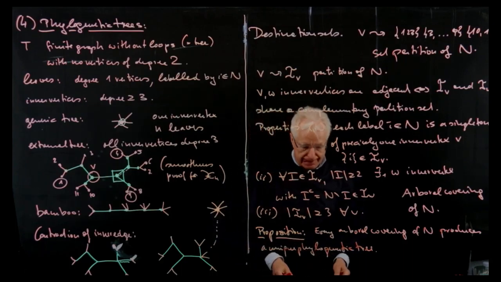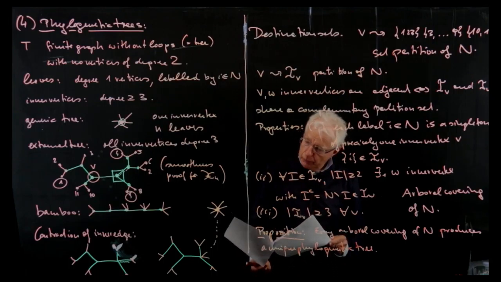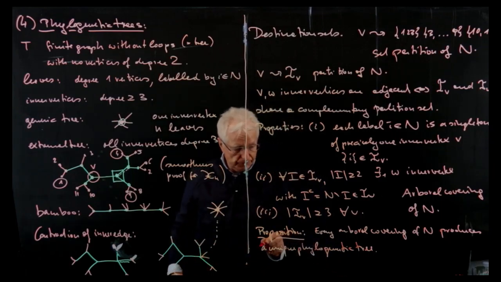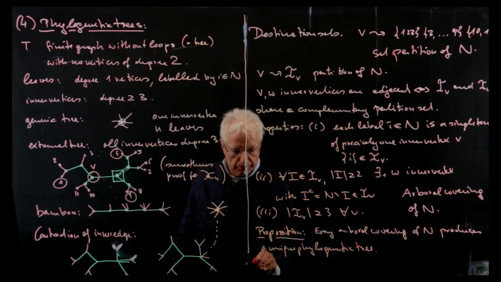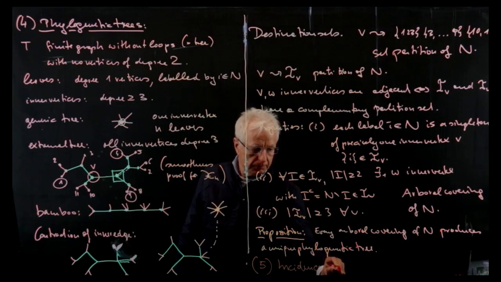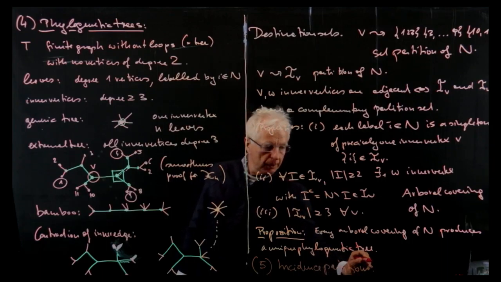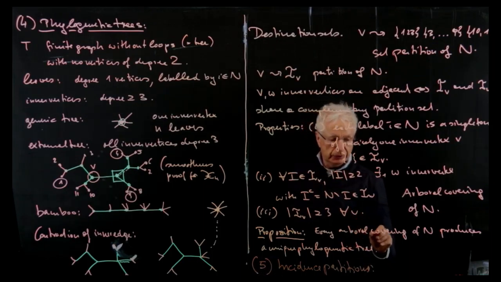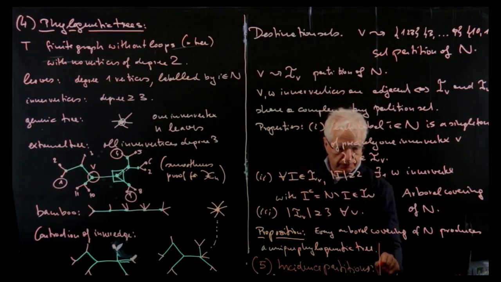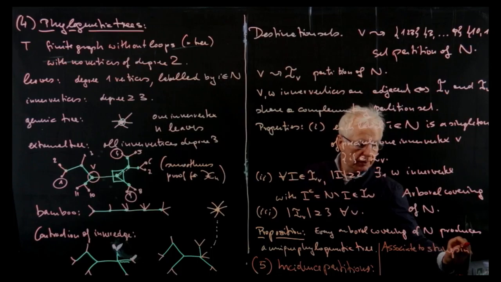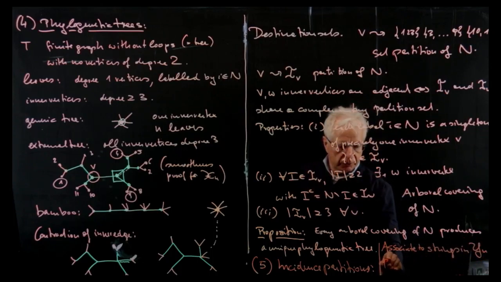And maybe the next item would be incidence partitions. Maybe at least I write it down. Number five, incidence partitions. So this was going from strings to phylogenetic trees. Associate to strings in Y_N phylogenetic trees.